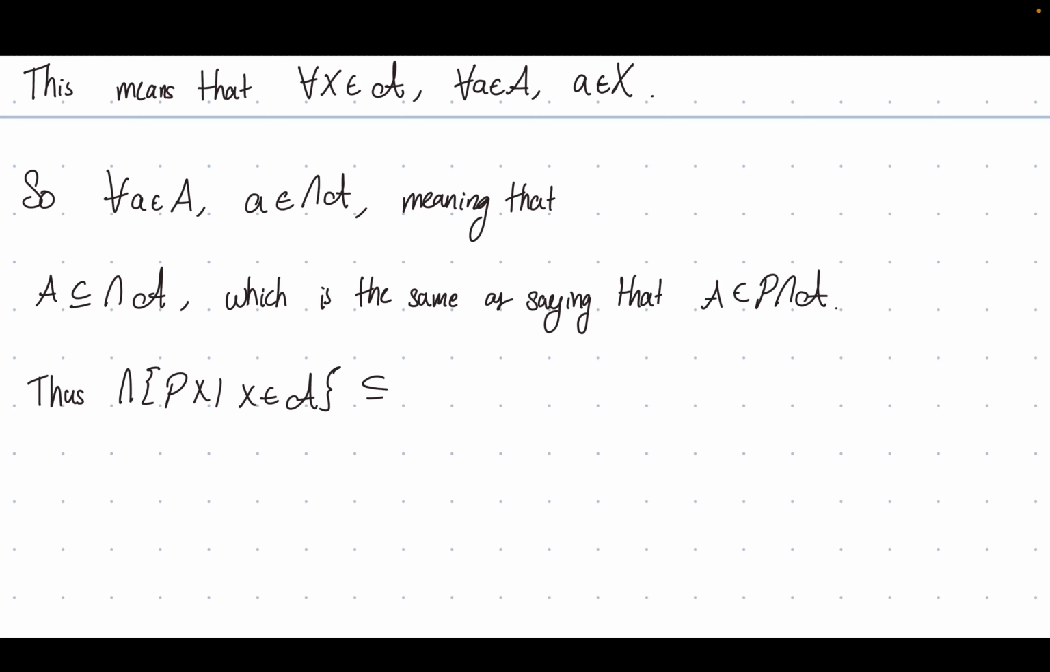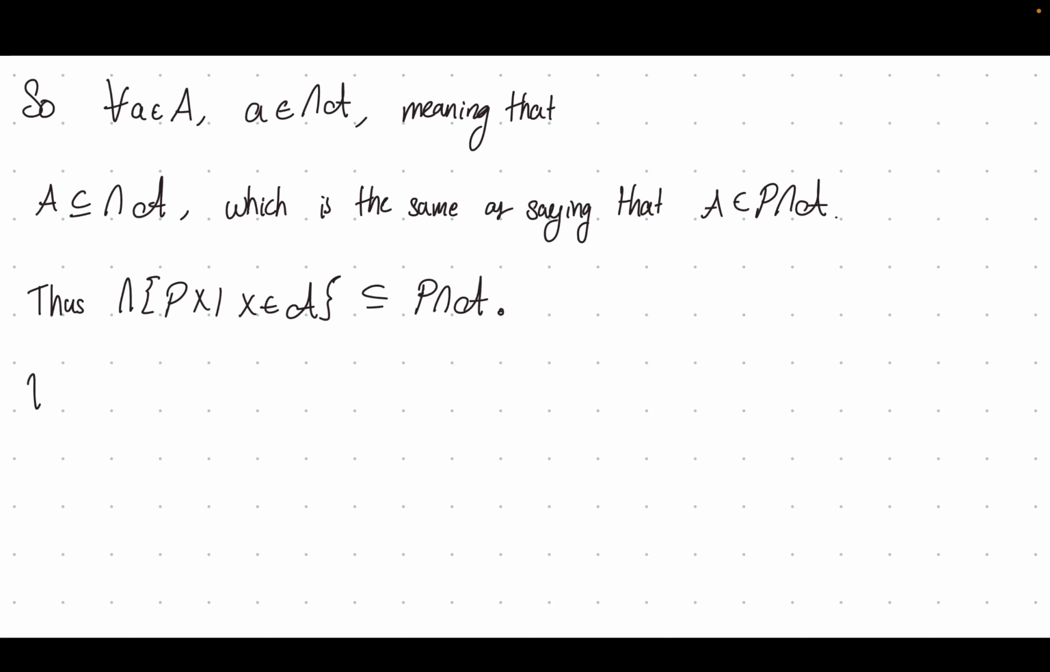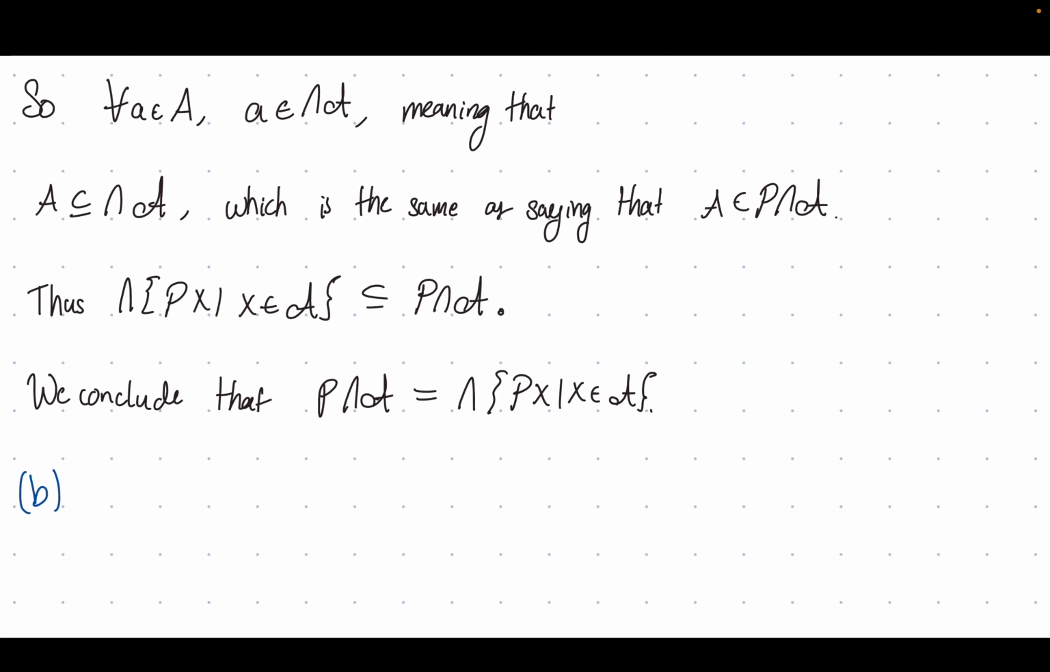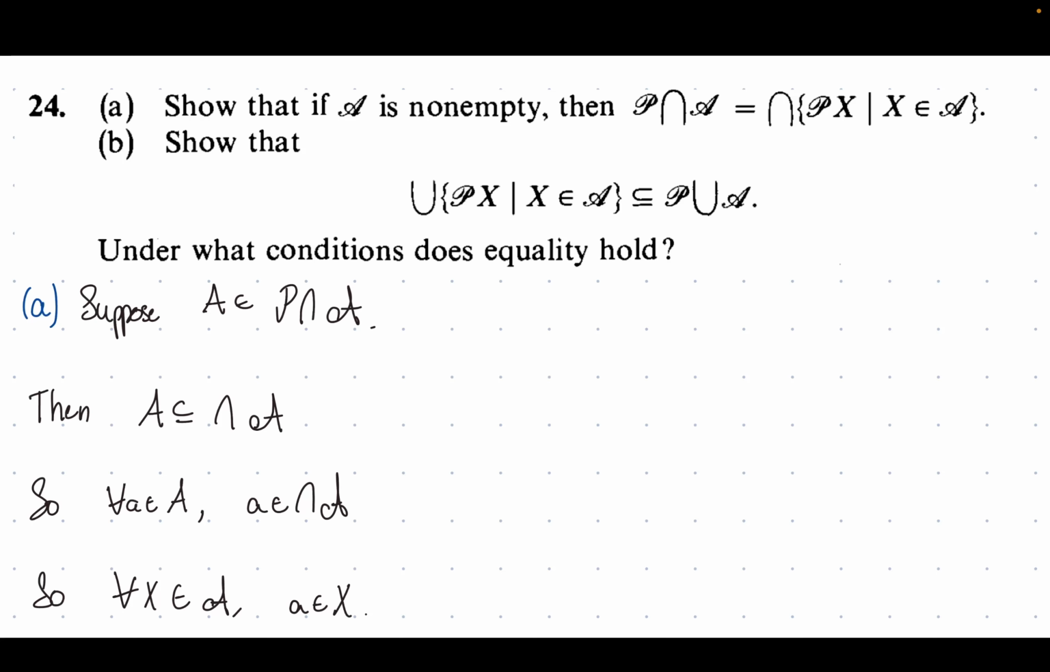Now, is this the set we were looking for? Yes. Okay, fantastic. We conclude that the power set of the intersection of script A has to be equal to the intersection of P(X) such that X is in script A. Okay, so that's part one. Now part two is going to be to show that this set is a subset of this set. So we kind of just flip over the intersections and turn them into unions.